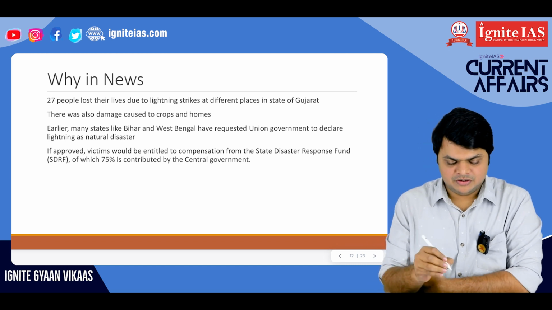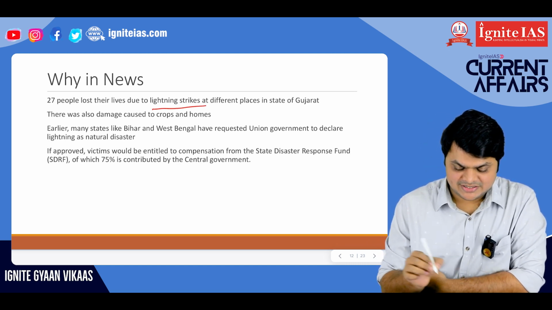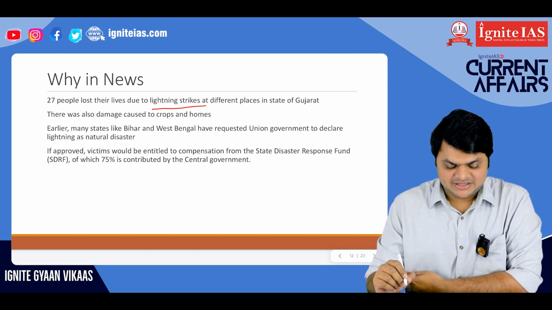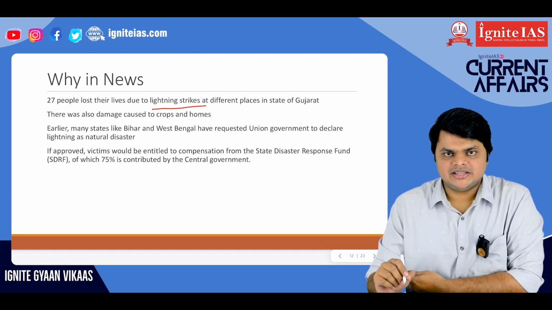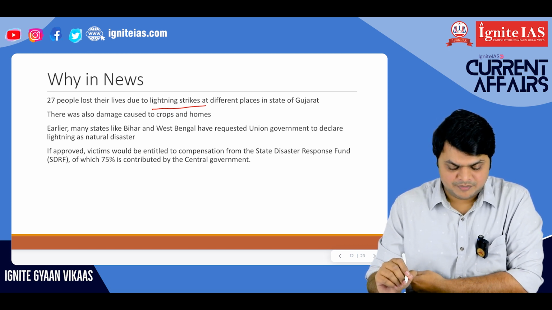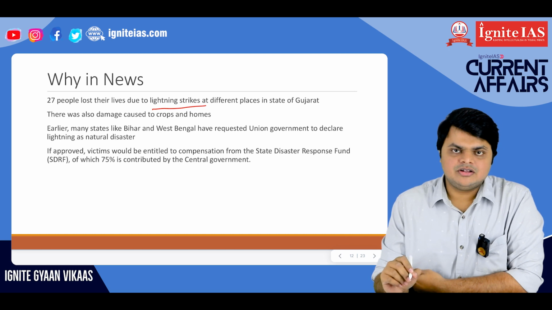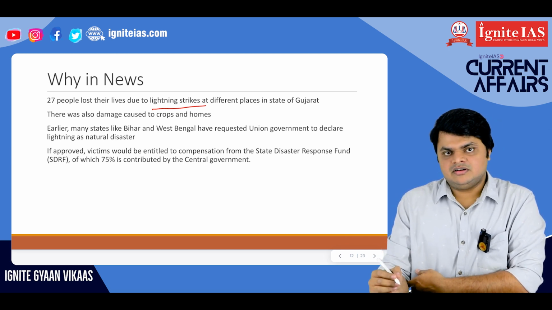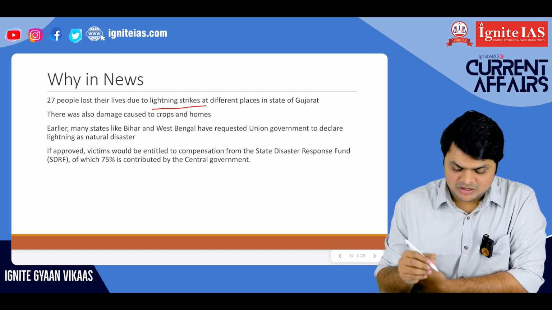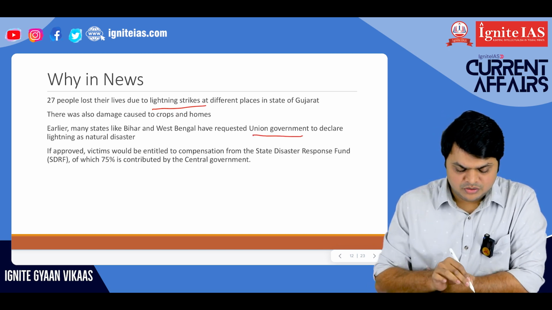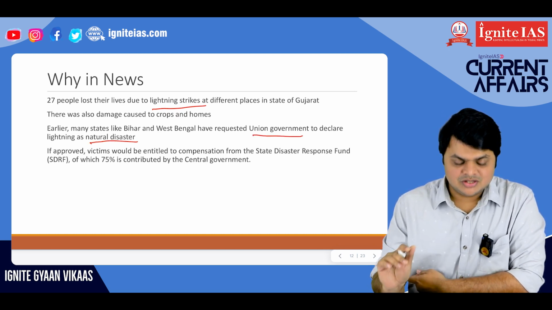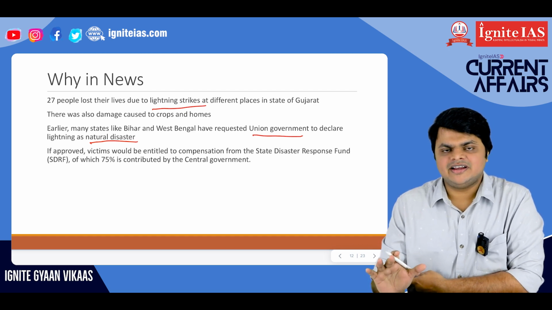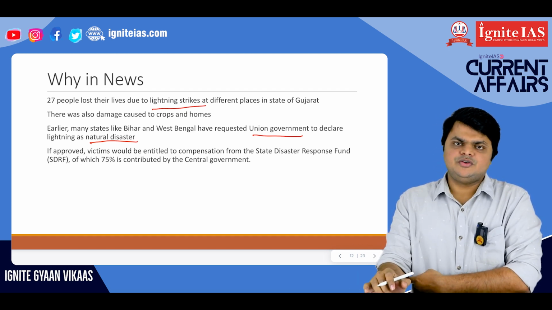Recently, 27 people in Gujarat lost their lives due to lightning strikes at various places. Gujarat had unseasonal rains and thunderstorm, and there were a lot of lightnings at places, and 27 people lost their lives due to it. Earlier, also in states of Bihar and West Bengal, there were some lost lives due to lightning, and that's why those governments had requested union government to declare lightning as natural disaster. Right now, lightning is not regarded as natural disaster as per the union government.